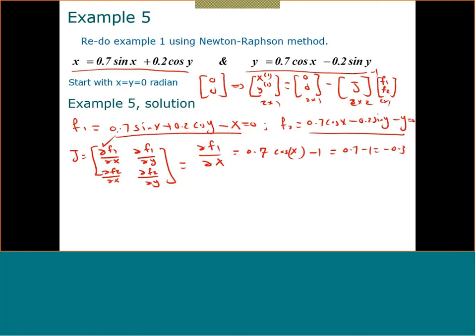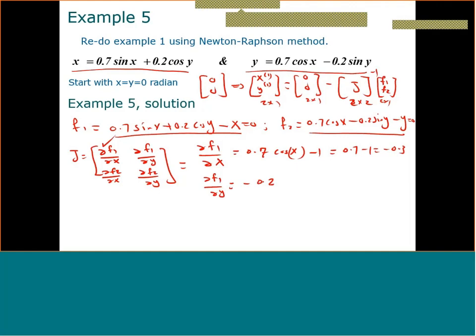Now let me do the partial derivative of f1 with respect to y. So I will do the same thing. So this becomes minus 0.2 cosine y. The rest equal to 0, which is equal to 0.